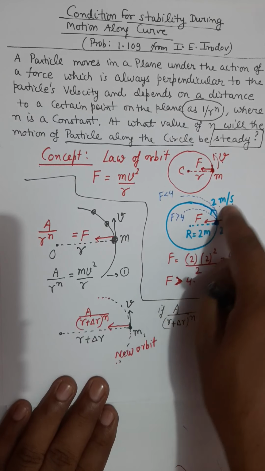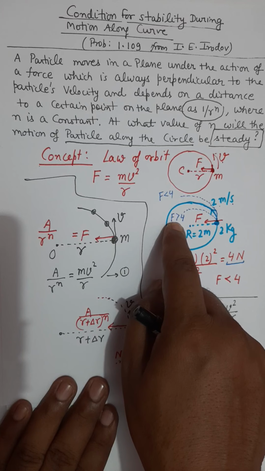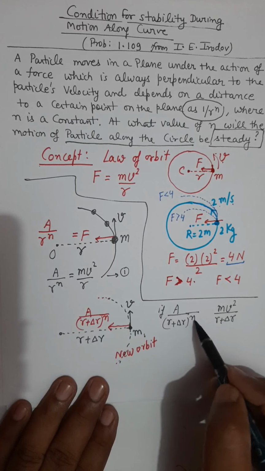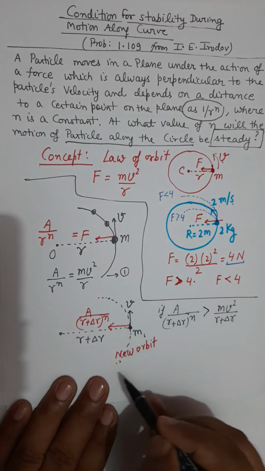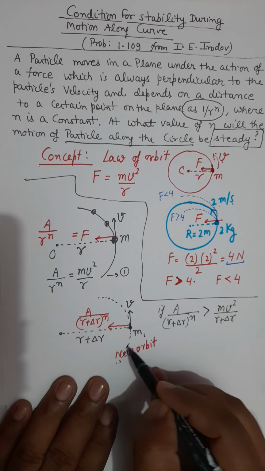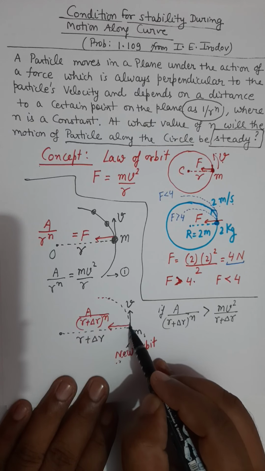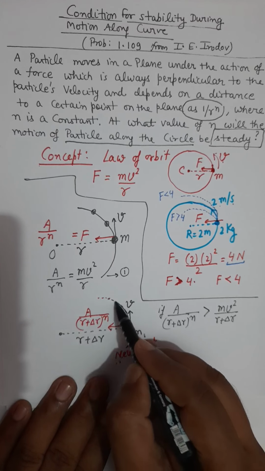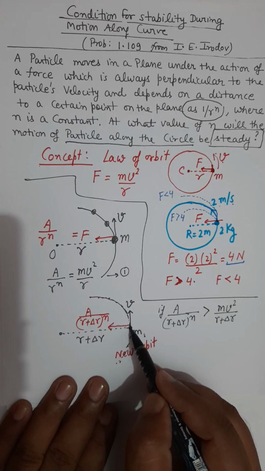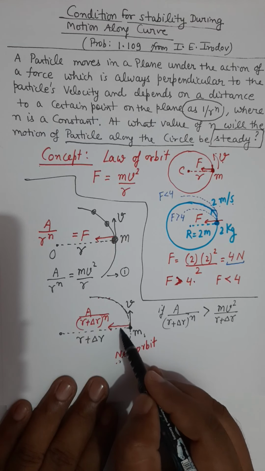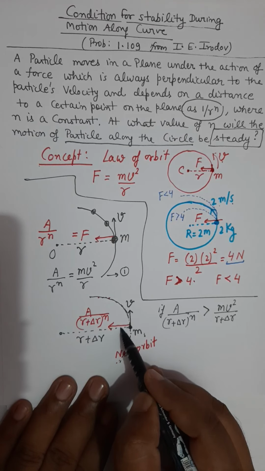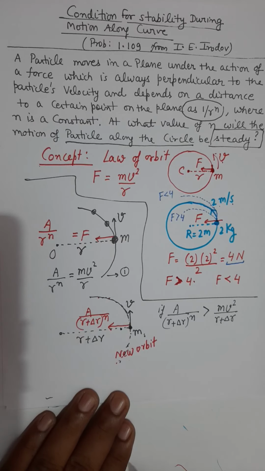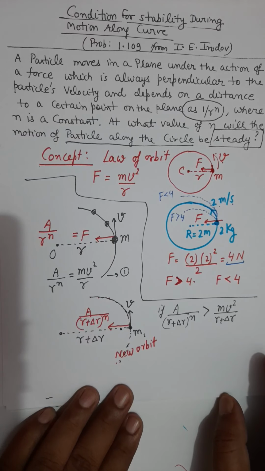This particle will be restored to the previous orbit according to this concept if that force is more than mv square by r. So if A over r plus delta r to the power n exceeds mv square upon the new radius, the particle will fail to travel on the circle of increased radius, and it will be shifted in the inward direction and restored to the previous orbit. And that is the essential condition of a stable orbit.